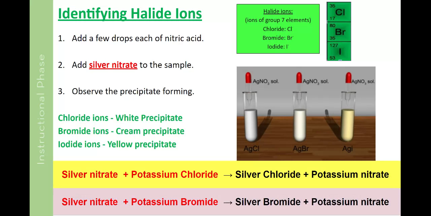Now, if we had silver nitrate and we added it to potassium bromide, the bromide ion would react with the silver and it would form silver bromide, which is our solid precipitate. And if it's bromide, it must be a cream coloured precipitate.